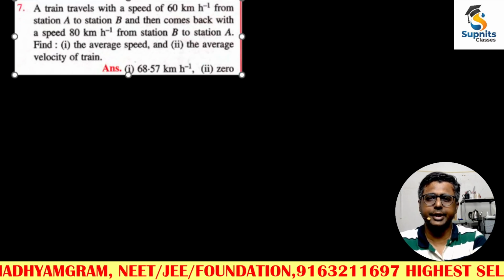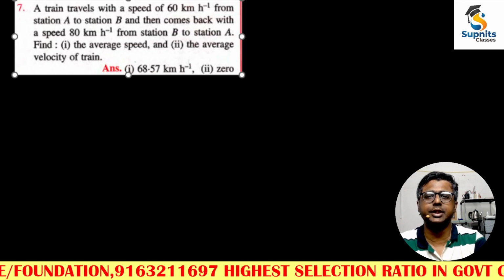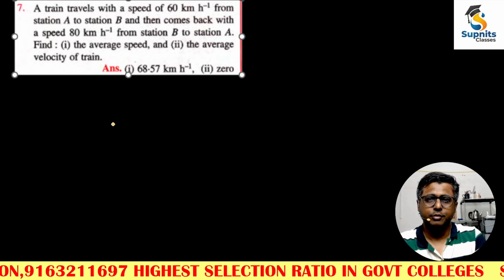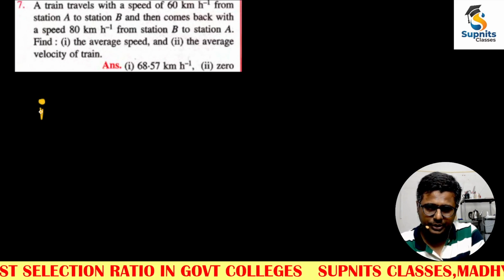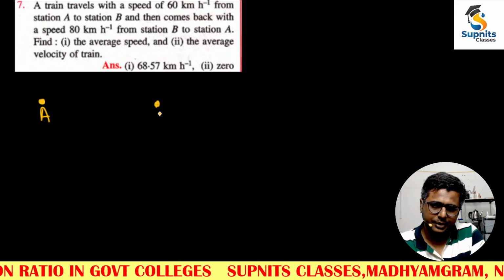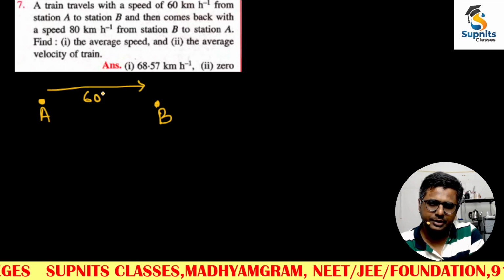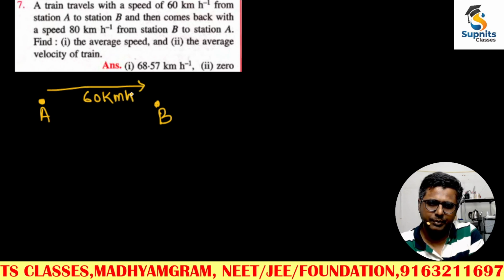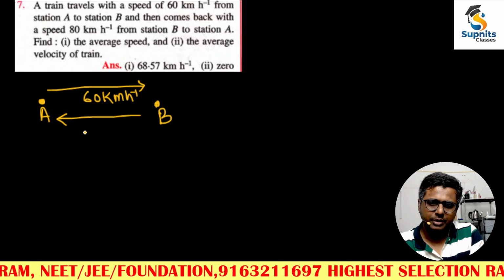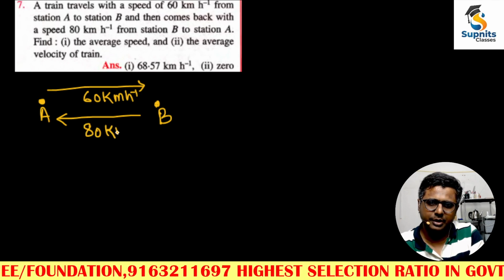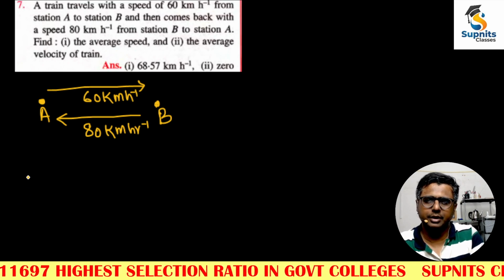So this is our next problem. What does it say? The train travels with a speed of 60 km per hour from station A to station B. So I'll write down, suppose this is station A and this is station B. From station A to station B, the speed is 60 km per hour. Then it comes back to station A again with 80 km per hour. It has been asked to find out average speed. Now what is average speed?